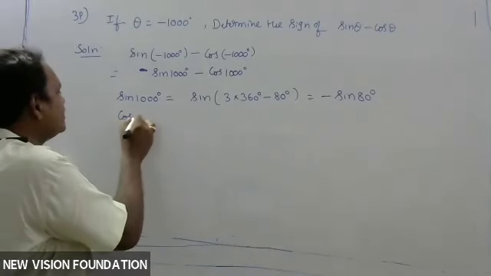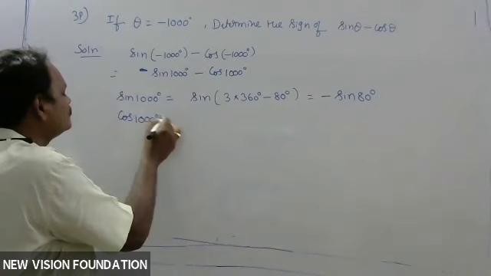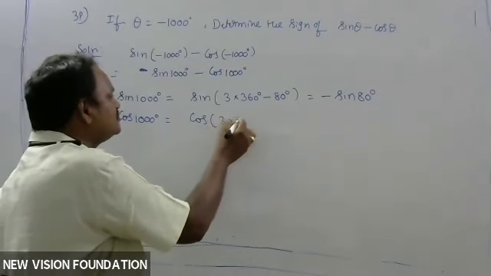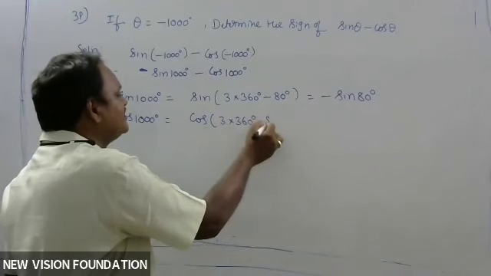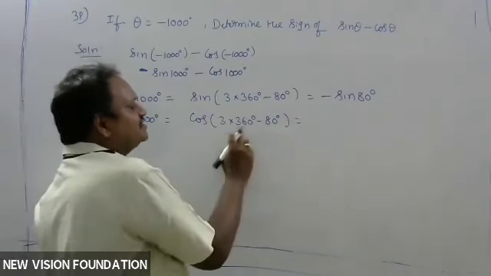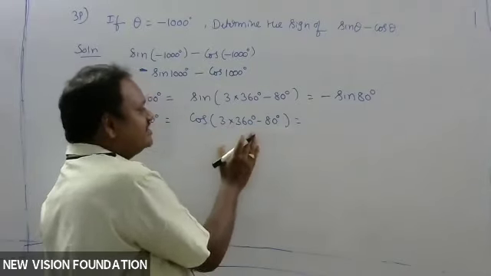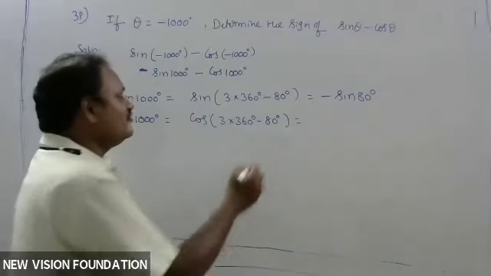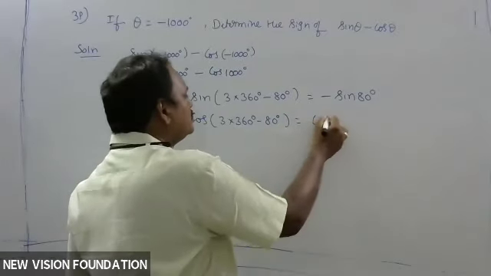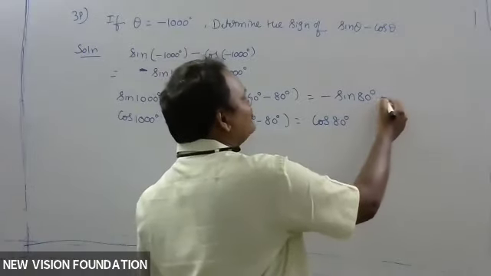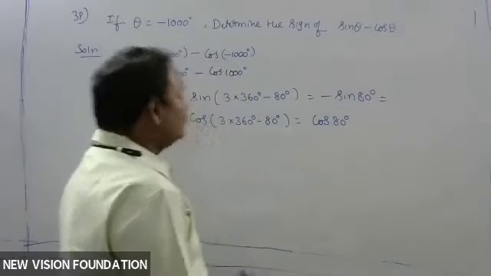Similarly, for cos 1000 degrees, this is also cos of 3 into 360 degrees minus 80 degrees. This means n into 360 degrees minus theta lies in the fourth quadrant, my dear students, and in the fourth quadrant cos is positive, you know it. Therefore, this becomes cos 80 degrees. Now let us try to substitute these values here.